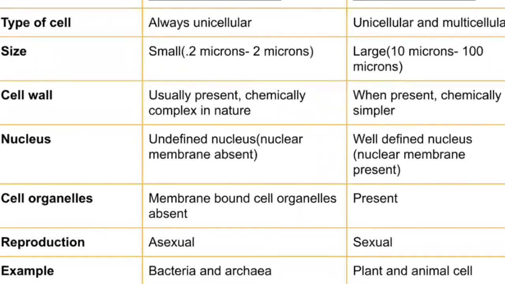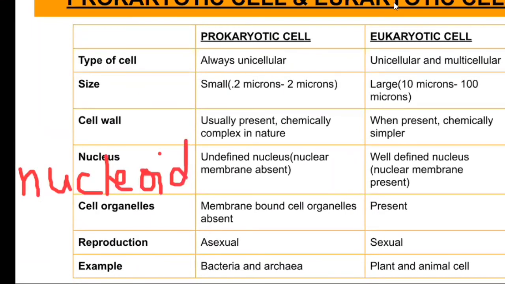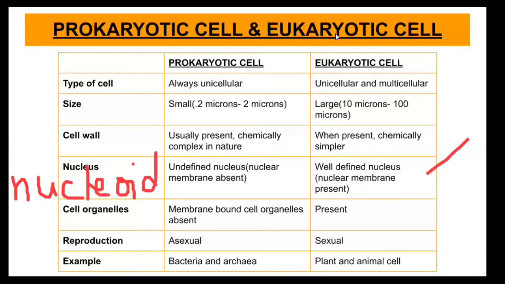Then in prokaryotic cell, this is the most important difference between the prokaryotic and eukaryotic cell, that the nucleus in case of prokaryotic cell is undefined. The nuclear membrane is not present. And this type of nucleus, it is known as nucleoid. So this type of nucleus which has no nuclear membrane, it has only chromosomes, it is known as nucleoid. But if you see the eukaryotic cell, then the nucleus is well defined.